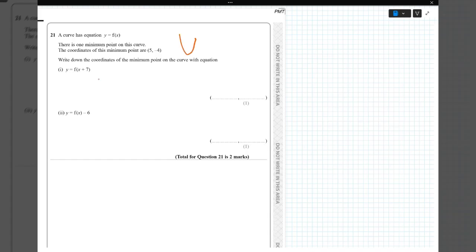f of x plus 7. Now, hopefully we remember that when it's adding, it's translating the graph 7 spaces to the left, which means that this becomes -2, but it doesn't change the height of the graph, so we get -4 for the y value. Okay, f of x take away 6. So this is the function, and then we're taking 6 away from the outputs, meaning that this will go down by 6, and we get (5, -10).